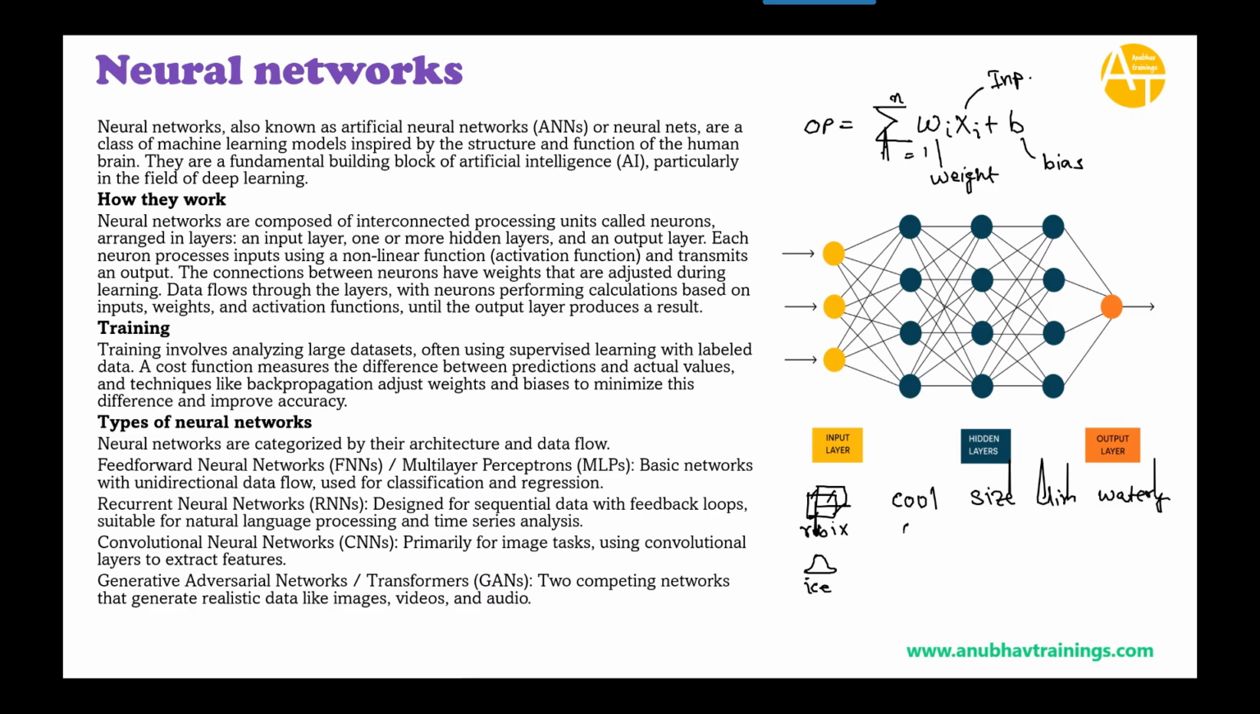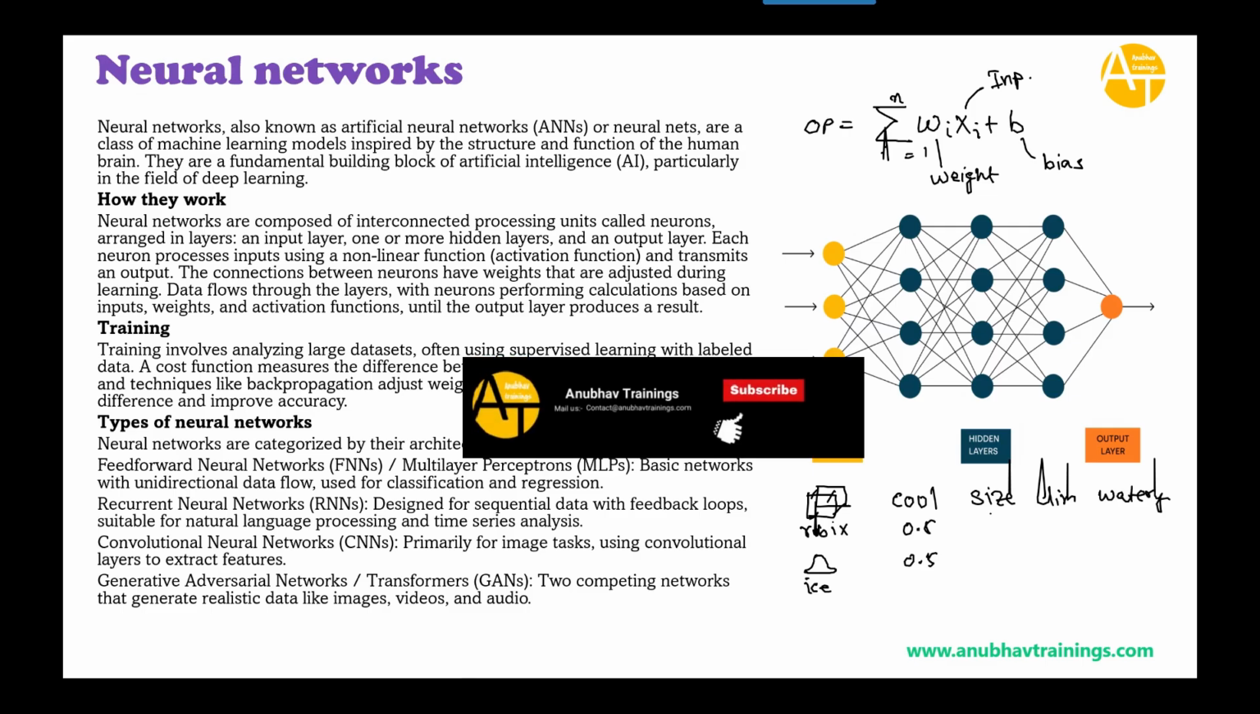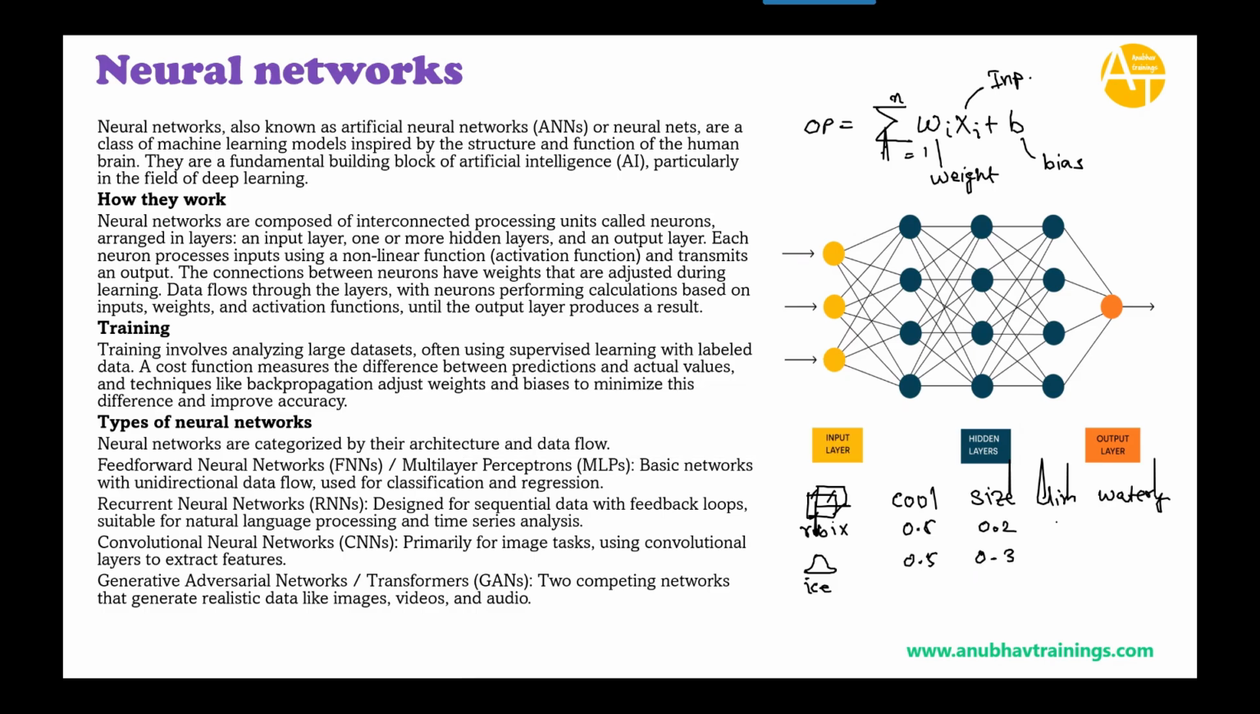Okay, let's give this 0.5 weight. It's cool. What is size? The size doesn't look like the size of an ice cube, but still I give it 0.2 weight. This one I will say 0.3 weight. Then dimension. The dimension looks very big. Usually an ice cube is not that big. So I give 0.5, because my goal is to detect whether it's an ice cube or not. Then watery. Here it's 0, but it's 1.